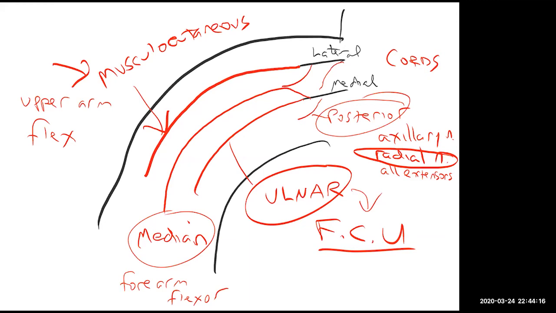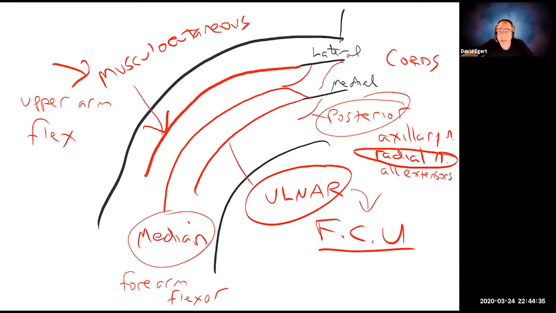I'm a little confused between the axillary and the radial. Is the axillary also all extensors, or does it have different? No, it goes to your deltoid as well as teres minor. So it goes to muscles that are up near your armpit there. Thank you.